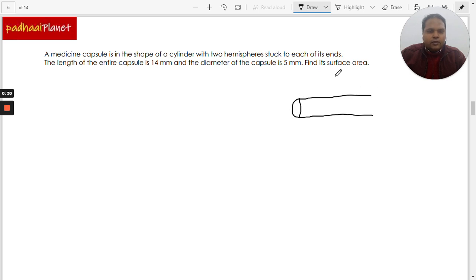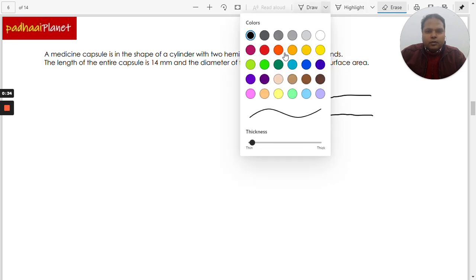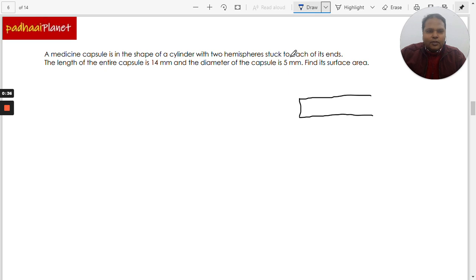ends, right? Let's draw a little bigger one with a different color also so that you can clearly understand. Suppose this is how it is, right? And this part is suppose like this. Now this is the whole capsule which is in the form of a cylinder and has got two hemispheres stuck on each of its ends, right?